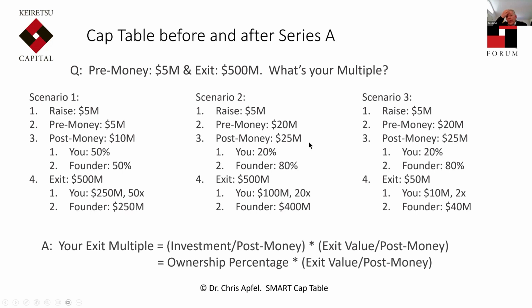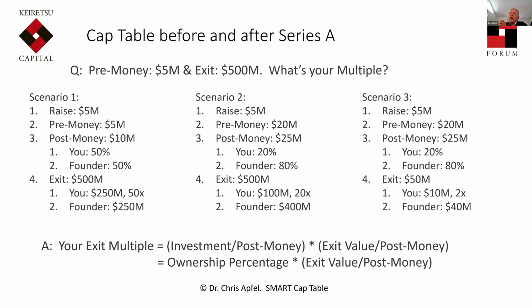And so your exit multiple is really dependent on your ownership percentage, which is basically your investment divided by the post-money, multiplied by the exit value divided by the post-money again. So this gives you a rough foundation on how to think about it.